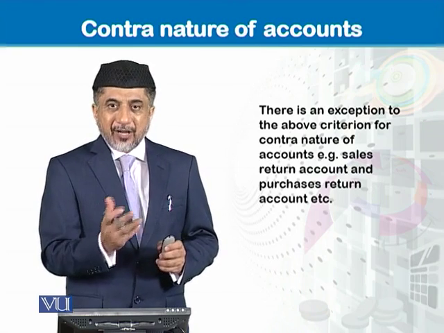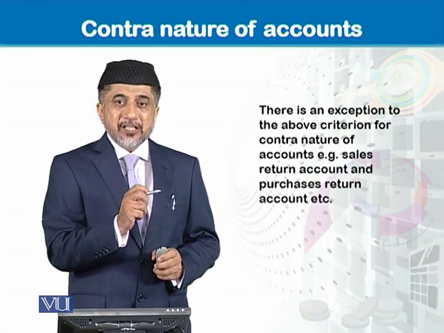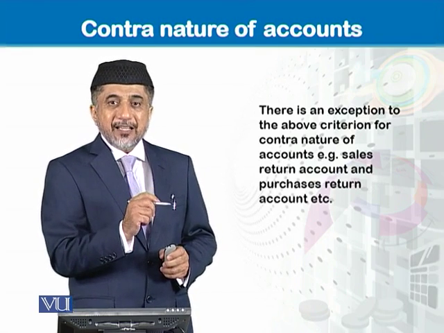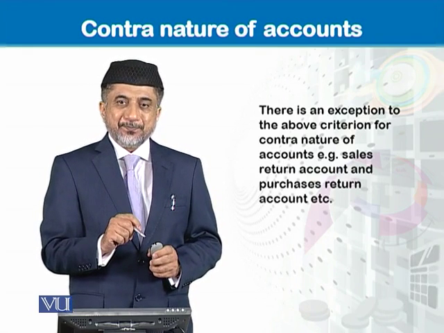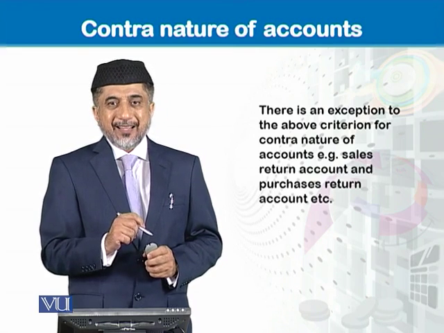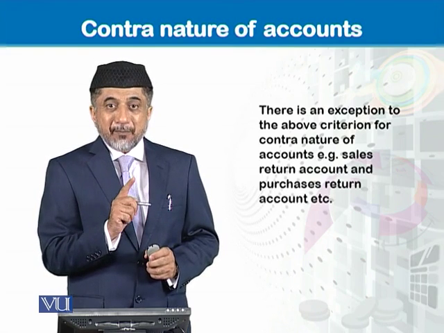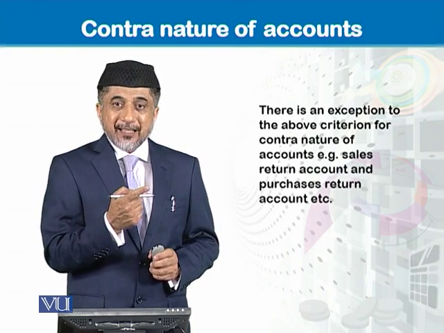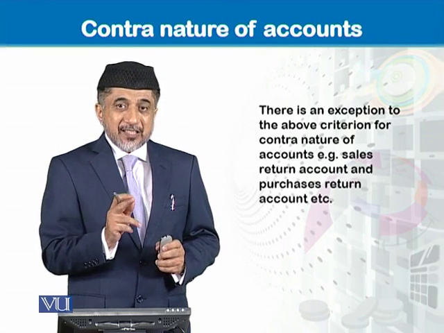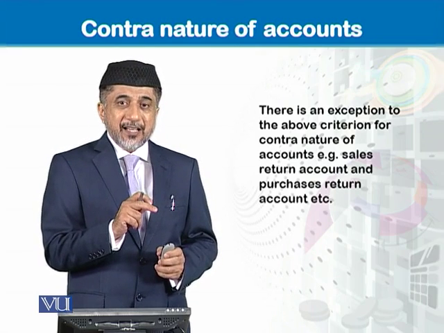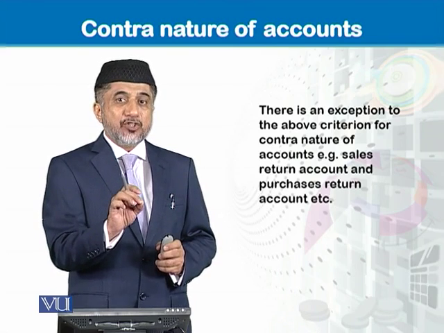For example, drawings, which is contra to capital, although it's a member of owner's equity and the nature of owner's equity is credit, but for drawings, the debit side would always be heavier. Purchases return. It is contra to purchases. Purchases is a member of expense main head and the nature of expense is debit. But since purchases return is contra to purchases, therefore the credit side of purchases return would always be heavier and should be totaled first.